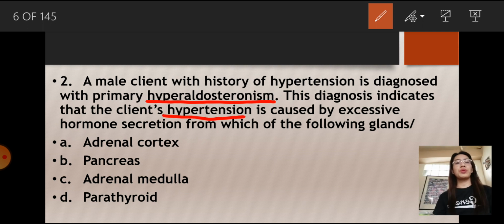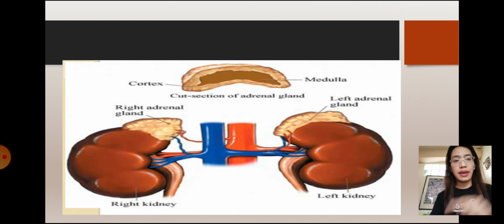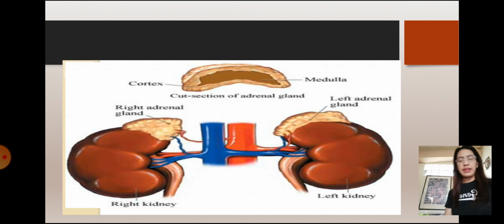Okay. So, aldosterone is a steroid. So, steroid siya. So, since it's a steroid, saan po siya nagmumula? So, saan siya galing? Is it A, adrenal cortex, B, pancreas, C, medulla, or letter D, your parathyroid? Okay? So, ito yung ating adrenal gland. So, adrenal, meaning nakapatong lang siya dun sa ating kidney.